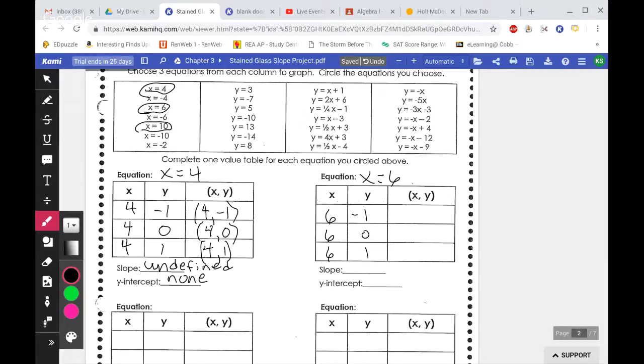And your y coordinates could be anything that you wanted them to be. They would not necessarily have to be this. They could be here. 2, 4, 6.